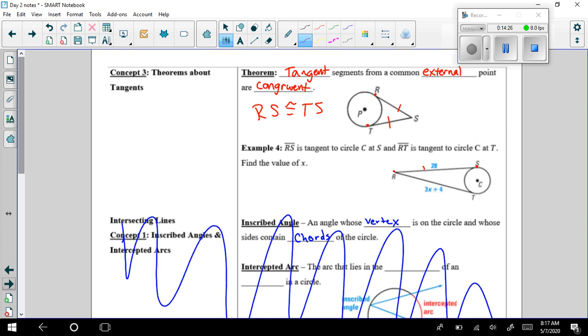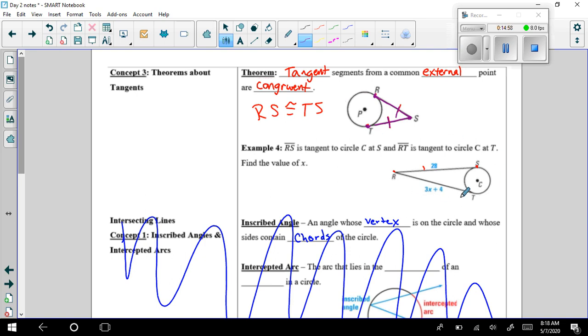All right. I wanted to put that out of the way. Tangent segments that are common to an external point are congruent. So if you have a tangent segment from point T to S, and then you have R, and you also draw that to S. So if they go through a common point and they're both tangent to the circle, then these lengths are the same. So RS is congruent to TS.